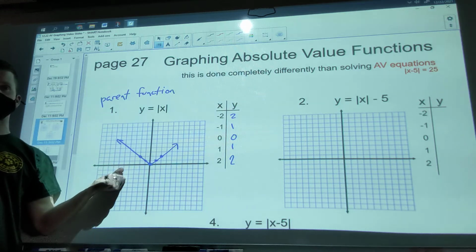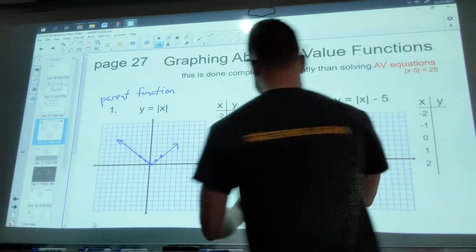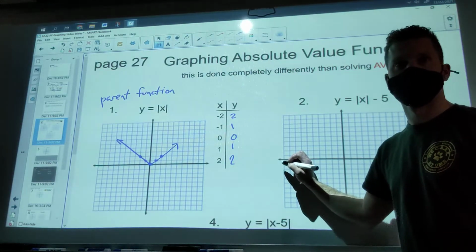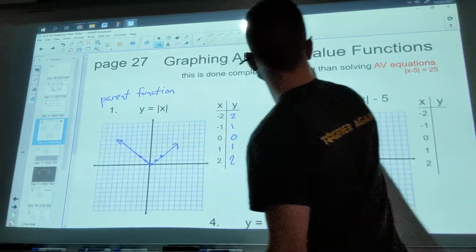Was there any restriction on what we plugged in for x? No, we can plug in whatever we wanted, right? We can plug in 50, and we're going to get what? 50. So it'd be something up here. Well, that's pretty good, actually.